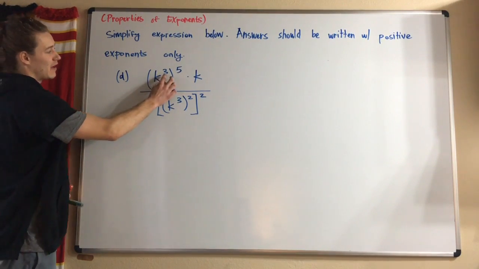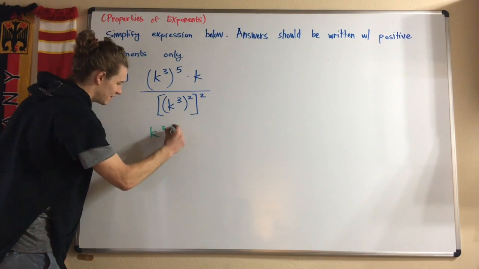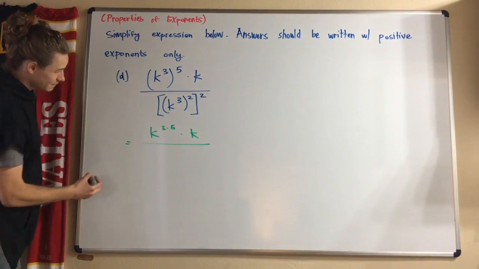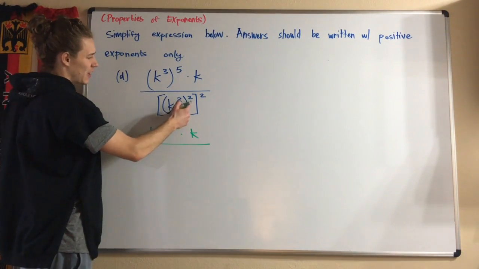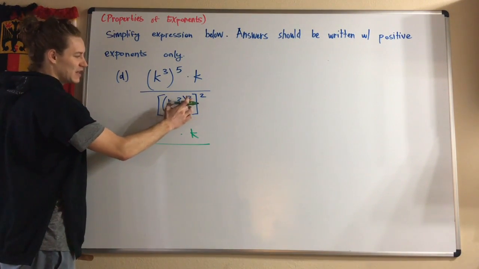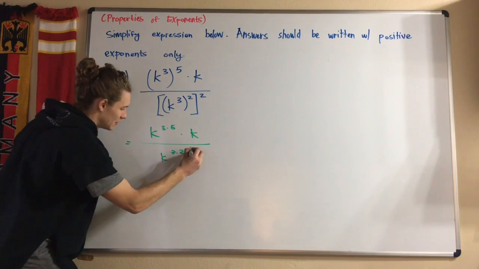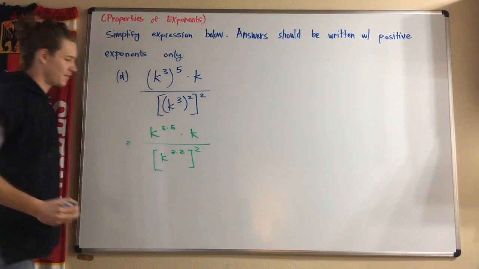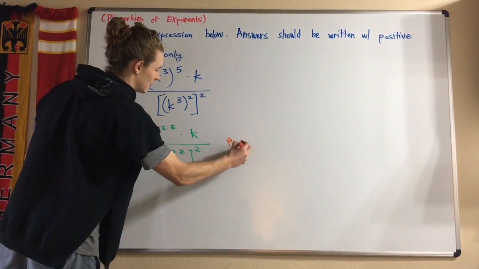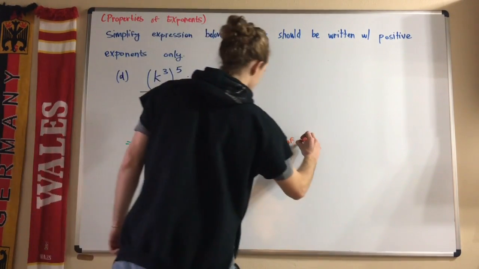So I'm going to simplify this first power, the fifth power of k cubed, by saying that is just k to the 3 times 5. I still have that multiplication of k in the numerator. In the denominator, well, notice that I have k cubed squared squared. So I'm going to start with these brackets, and I can say that k cubed squared is k to the 6th, or k to the 3 times 2, squared. How can we do this again? Well, we use the power property of exponents.